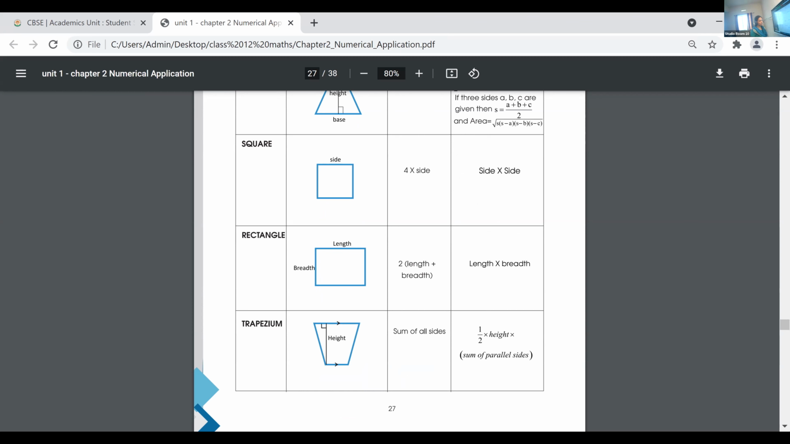And for a trapezium, I think this one we didn't write on that day. Okay, so note down this formula. For a trapezium, perimeter is the sum of all the sides, and the area is half into height into sum of parallel sides. Half into height into sum of parallel sides.